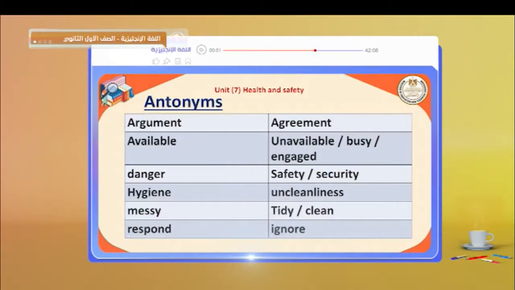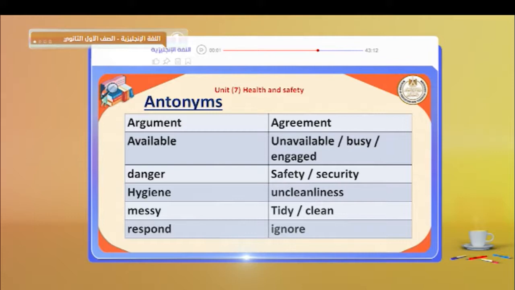Here we have the antonyms. What are the antonyms? The antonyms means the opposite of the word, the opposite meaning of a word. So we have the word argument. What is the opposite of argument? Agreement. So when we argue about something means we disagree. The opposite is agree. So we have agreement and we don't have any argument. The word available, what is the opposite of available? Unavailable. We can say busy. If available means I'm free now, the opposite is busy or engaged.